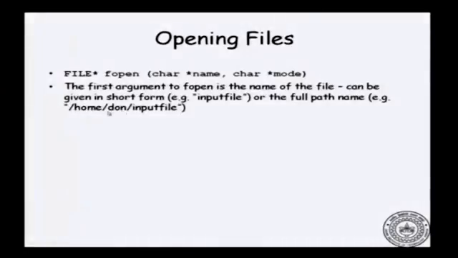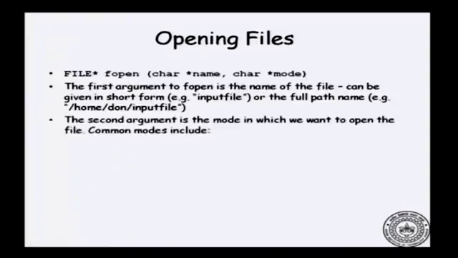So for example, input file may be in the directory /home/don. So in that case, you can give the name as /home/don/input file. So this will be the full path name. Either of these is accepted. Now the second argument is the mode. This is the way in which you want to open the file.